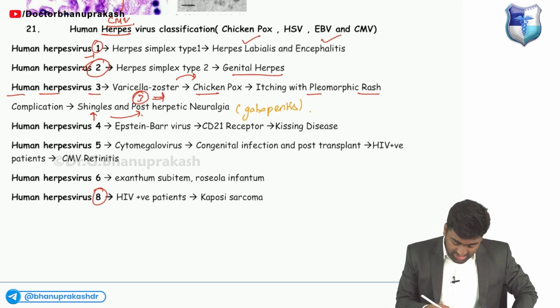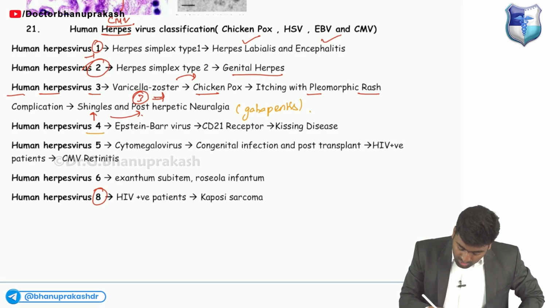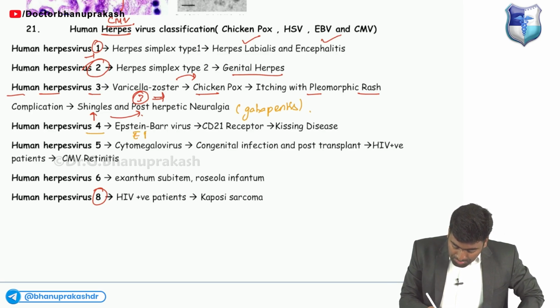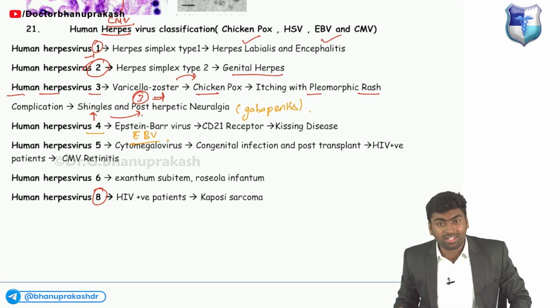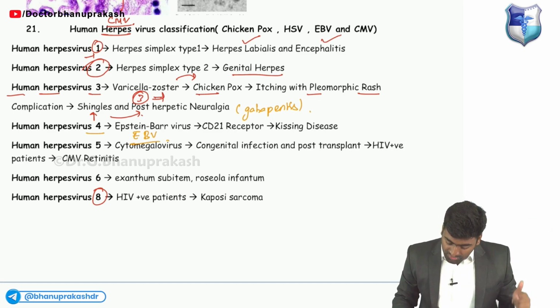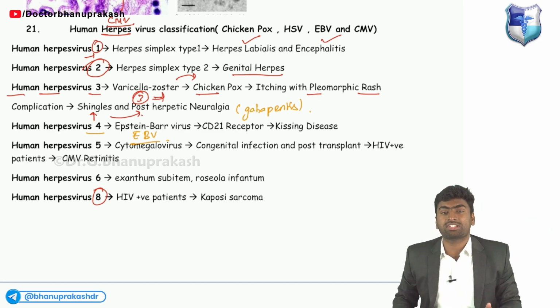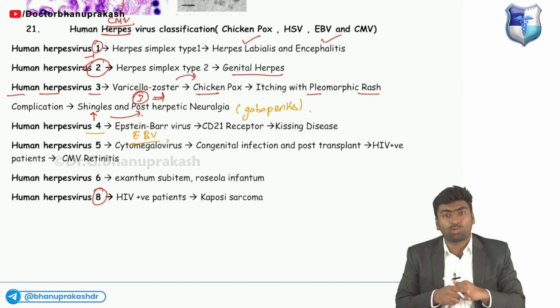Okay, remember. Next, if you see human herpes virus 4, the fourth virus, what is it? It is the Epstein-Barr virus, and we study this Epstein-Barr virus. It will cause a disease, which is what? Which is infectious mononucleosis.